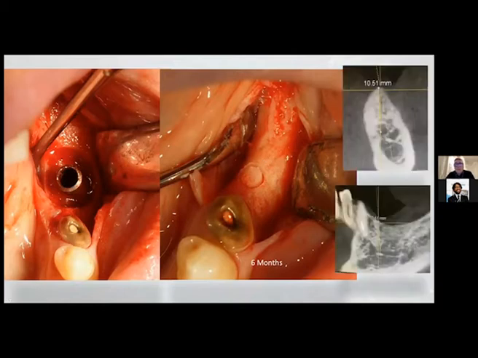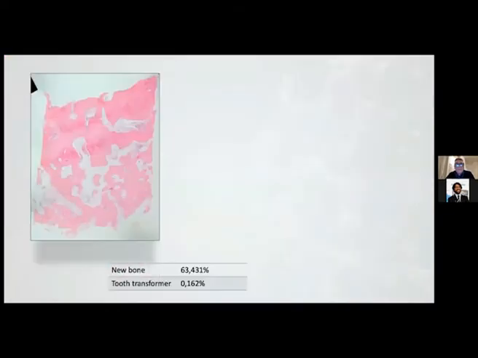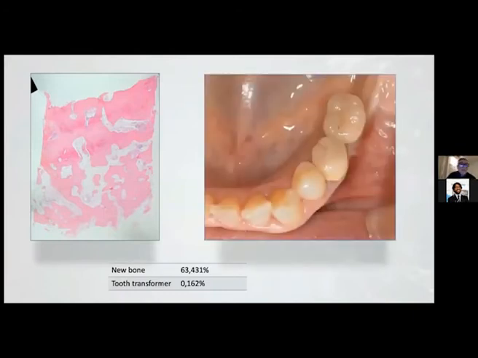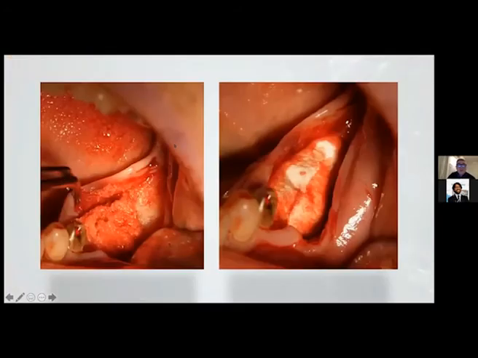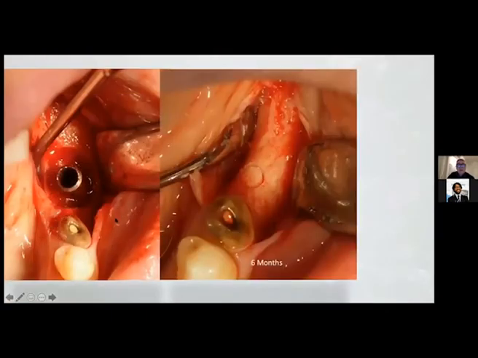And this is the X-ray result after 6 months. This is the result of the histology after 6 months: the new bone was 63%, and the tooth remnant was 0.1. So all these granules were completely resorbed and created a real, absolutely new bone.